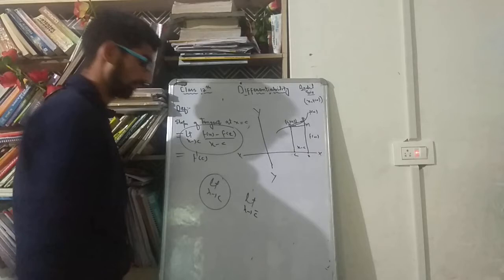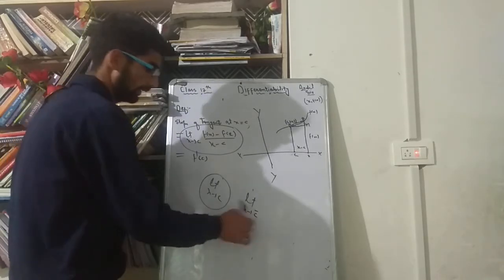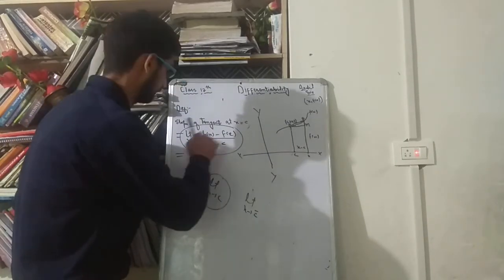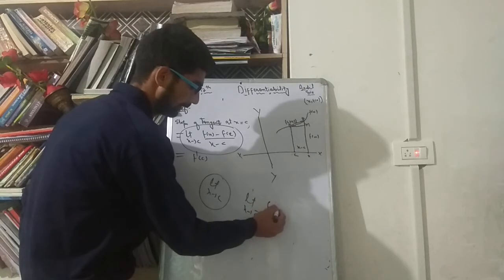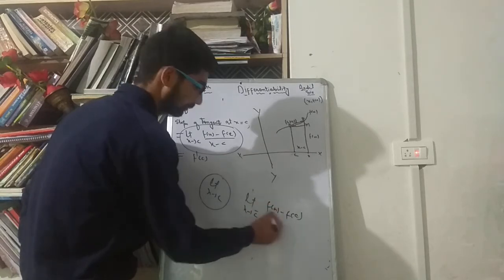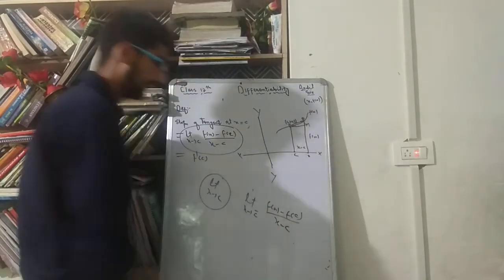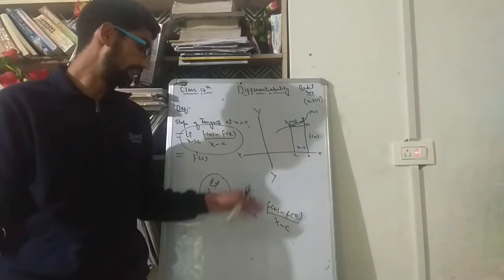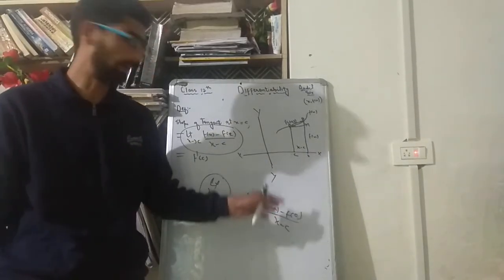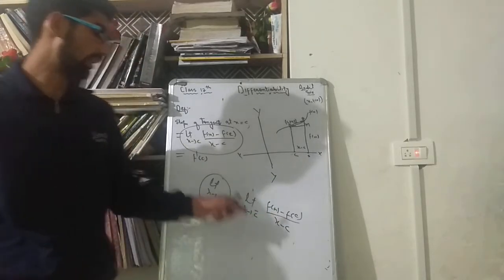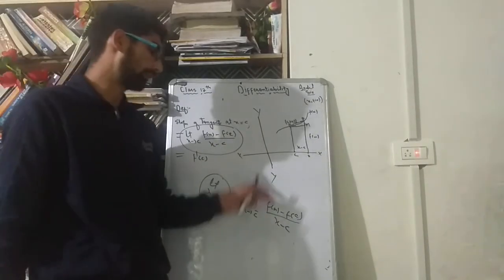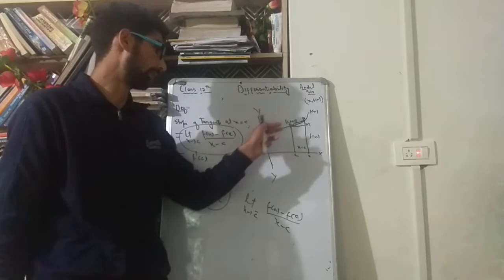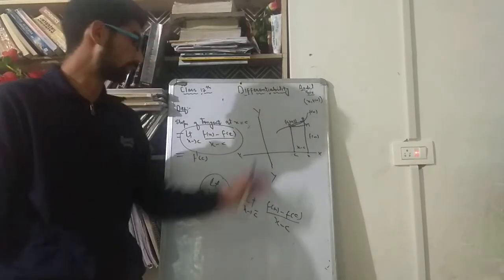We denote the left hand limit by putting a minus on top of c: limit x tends to c negative of f of x minus f of c divided by x minus c. If this exists, it is called the left hand derivative of f of x at c, or the slope of the tangent to the curve from the left of c.